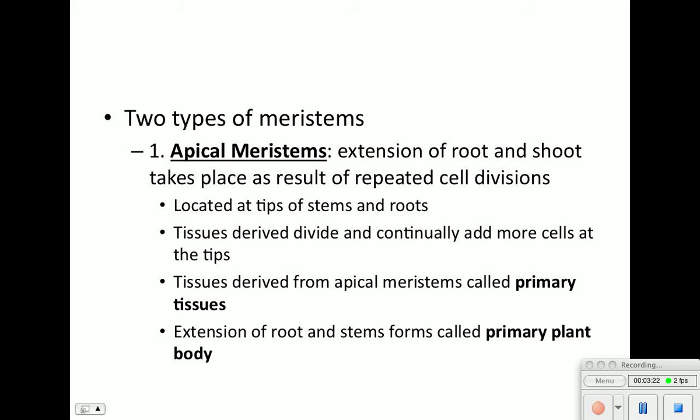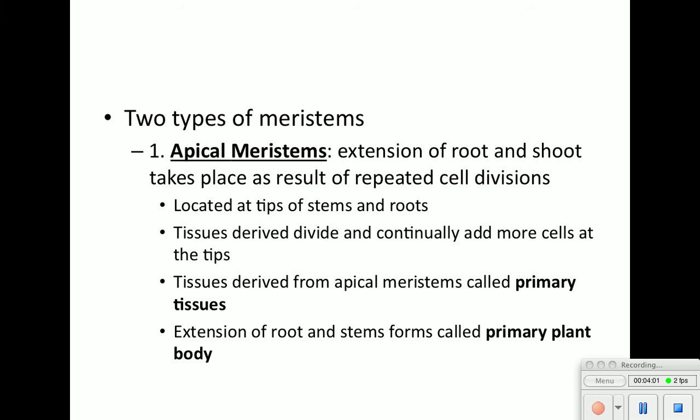There are two types of meristems. The first one is called the apical meristem, which means it's at the tips of the roots and the shoots. These tissues continually divide and add more cells to the tips. Any tissue derived from apical meristems is called primary tissue. This is where plants elongate and extend out. Usually at the top of the plant or the tips of the roots, that's where you find these.